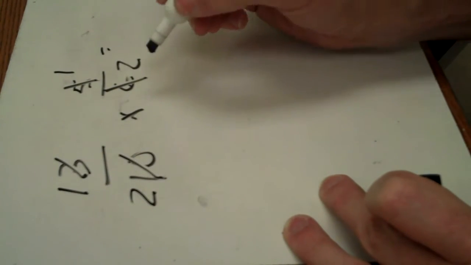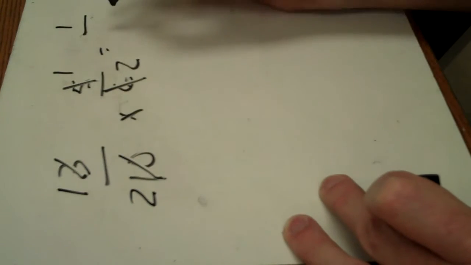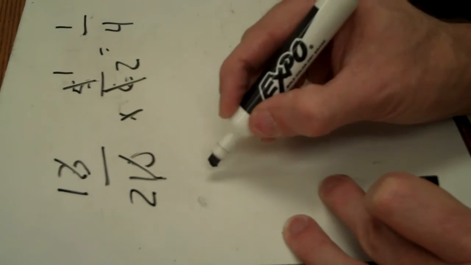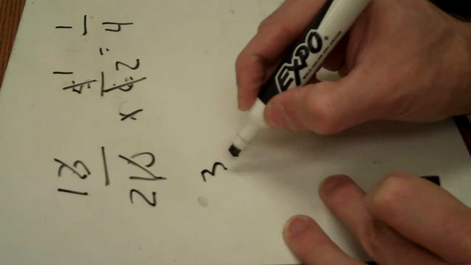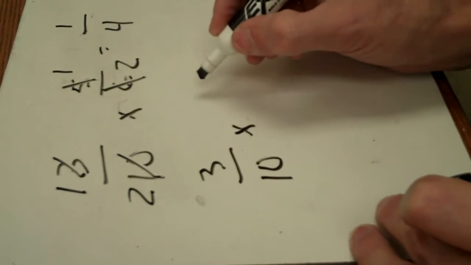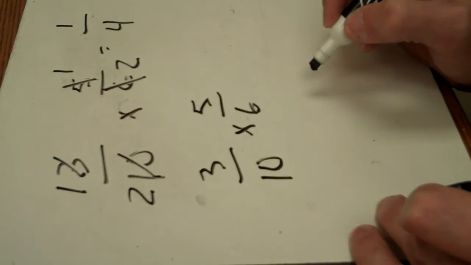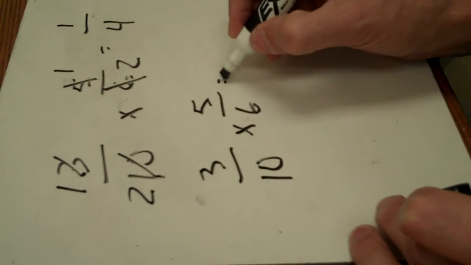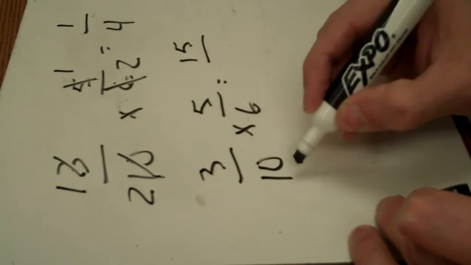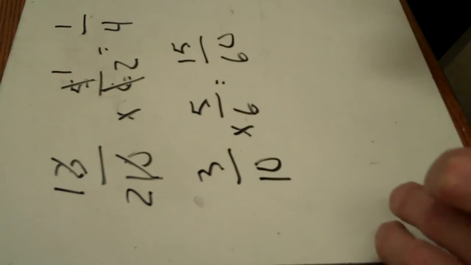Now, let's just multiply straight across. 1 times 1 is 1. 2 times 2 is 4. It's 1/4. Okay? Let's work the problem again, but let's not cross simplify and see what we have to do and see if we come up with the same answer. 3/10 times 5/6. 3 times 5 equals 15. 10 times 6 equals 60.